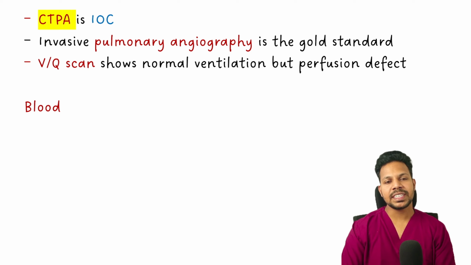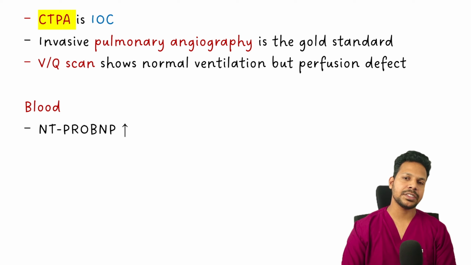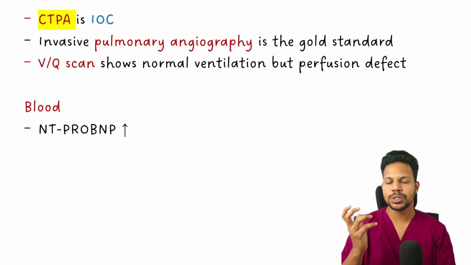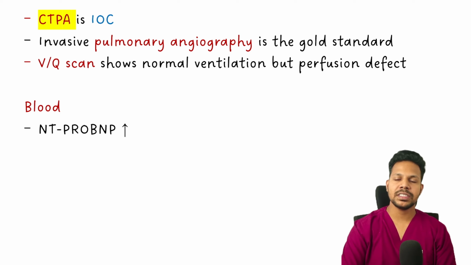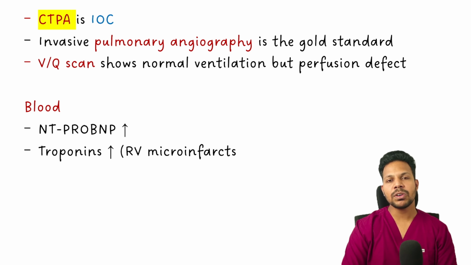When you look at the blood investigations, NT-proBNP is increased because there is right ventricular strain. BNP is produced from the ventricle, so there can be an elevation in NT-proBNP. And even because of right ventricular microinfarcts, troponins can also be elevated.